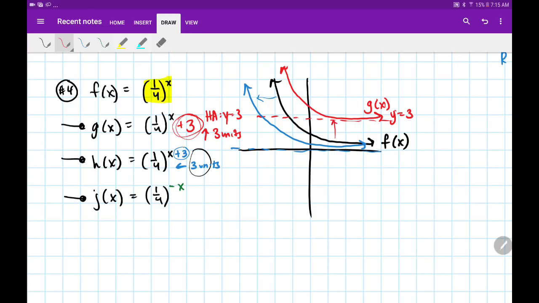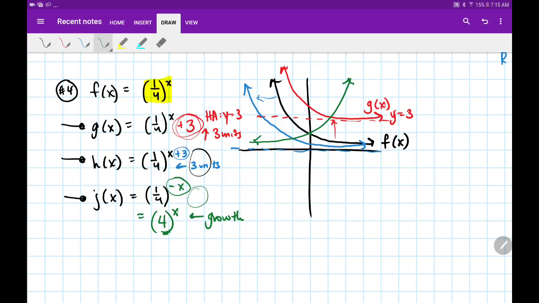Okay, final question, j of x. I'll do it in green. So now j of x has a negative exponent. Negative exponents mean rewrite, flip the base. So instead of 1/4 to the negative x, this is 4 to the x. Well, that just makes it a growth curve, actually, because my base is now greater than 1. So whatever you had before, we are now graphing the opposite. Horizontal asymptote is still nothing hanging off the end. It's still y equals 0.